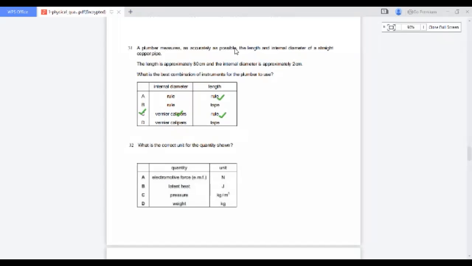Weight is force, and the unit of force is the newton. That's wrong. Pressure is force per unit area, which is newtons per meter square. So that's incorrect. Electromotive force is not a force, it's a kind of energy. So that's incorrect. Latent heat is a heat which has unit of joule. Heat is an energy, a form of energy. So it's joule.